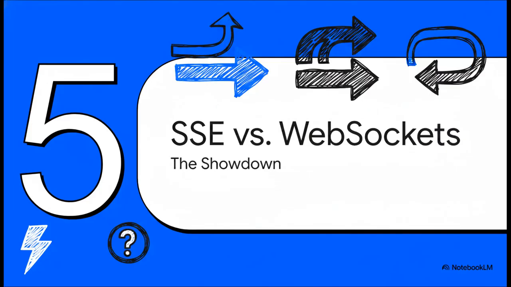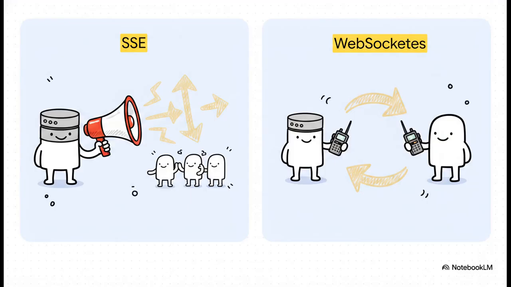And this, of course, brings us to the big showdown. The question every developer asks: okay, when do I use SSE, and when do I need to bring out the big guns, its more powerful cousin, WebSockets? Here's a really easy way to think about it. SSE is like a megaphone. It's perfect for one person, the server, to broadcast a message out to a crowd. WebSockets, on the other hand, are like a pair of walkie-talkies. They allow a full-blown two-way conversation. They're just different tools, designed for completely different jobs.